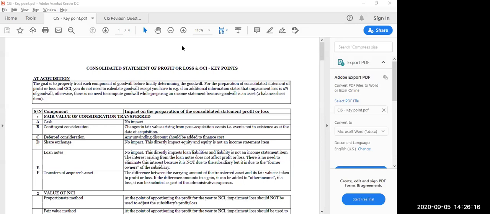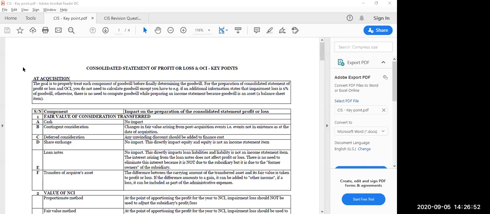We're now recording. So good afternoon, everyone, and thanks for joining this session. Today, we'll be doing a recap, like a revision, of what we learned as far as the consolidated income statement is concerned. We would be solving one or two questions before this session expires. But before going into the questions, we will take a recap of what we have learned previously.